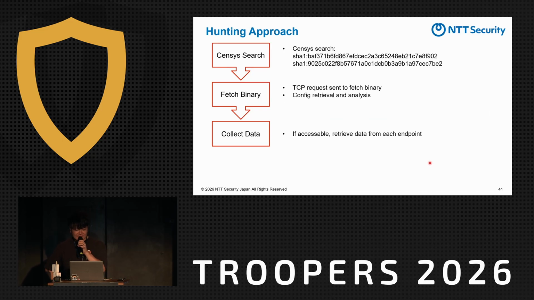This slide explains the hunting approach used to identify and analyze VShell C2 servers. The first step is searching with sensors. By using known indicators such as SHA-1 fingerprints, we can efficiently identify servers associated with VShell. Next, we send a TCP request to the identified servers to fetch the binary. From the retrieved binary, we extract the configuration using the previously described method and analyze its behavior and communication endpoints.